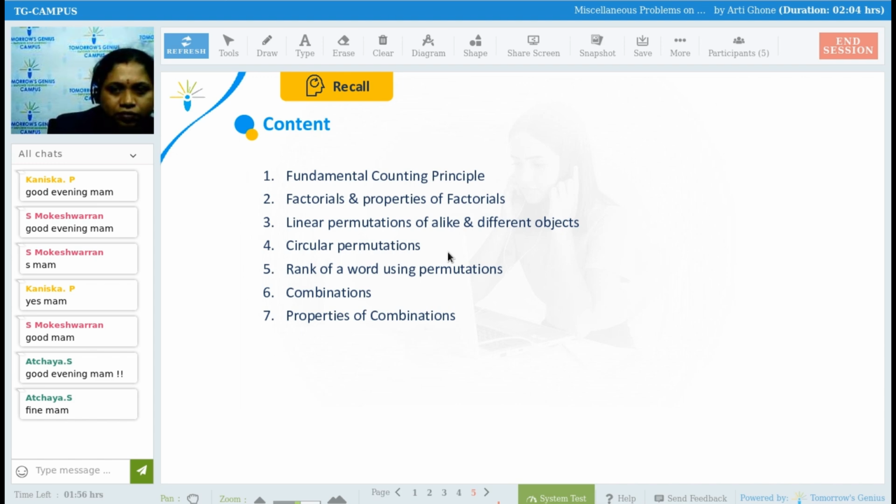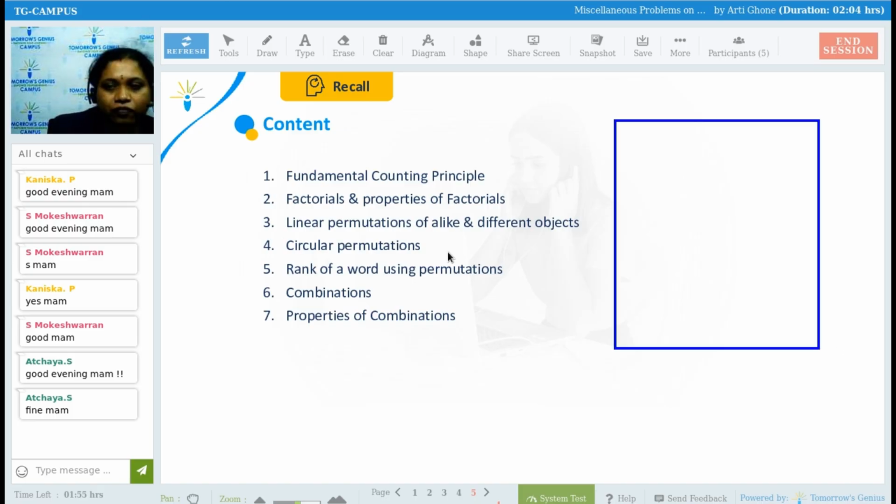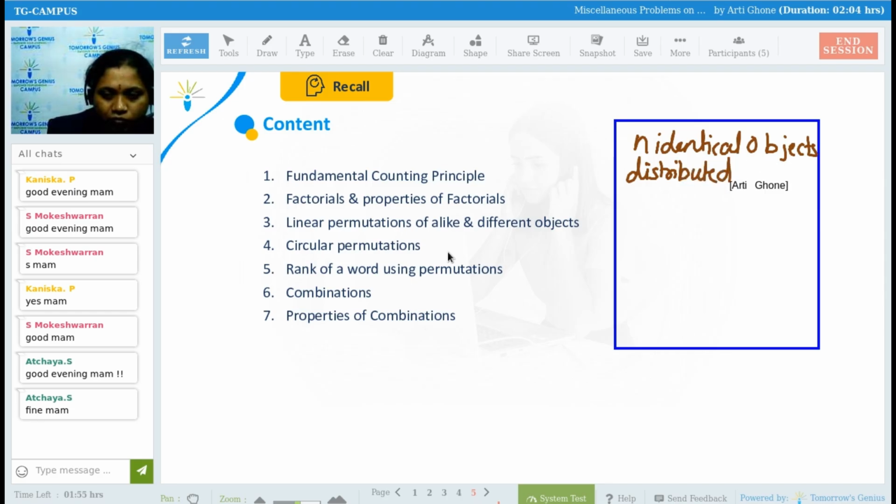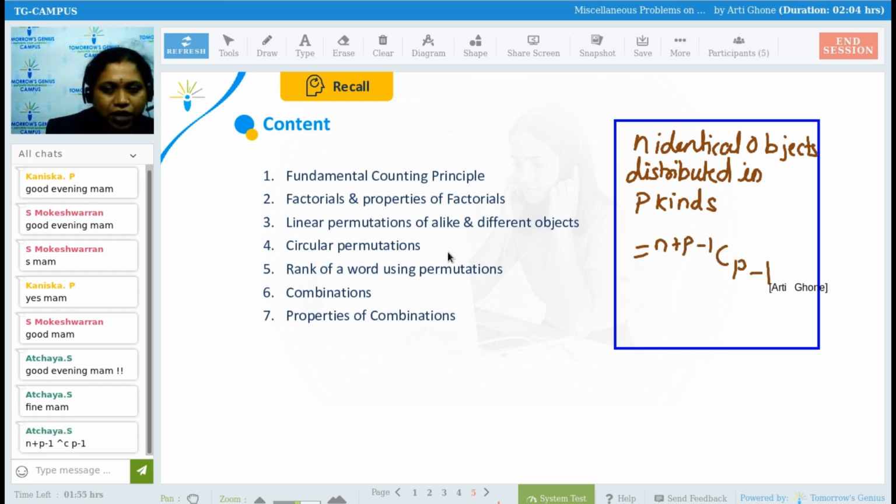What is the Beggar's method? Anyone? If I have n identical objects distributed in p kinds, what is the formula for Beggar's method? n plus p minus 1 C p minus 1, right? So n identical objects distributed in p kinds of objects. This is known as Beggar's method, because Beggar's method is useful today.